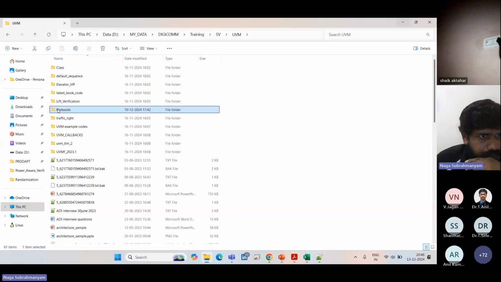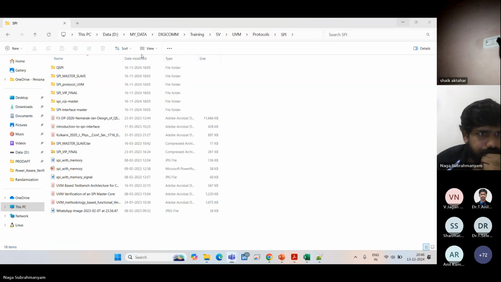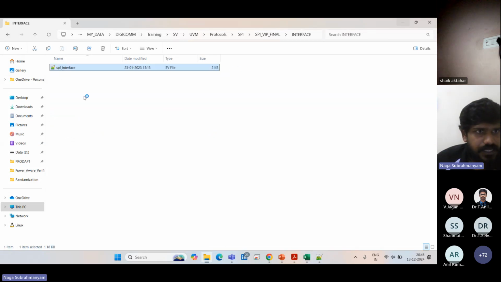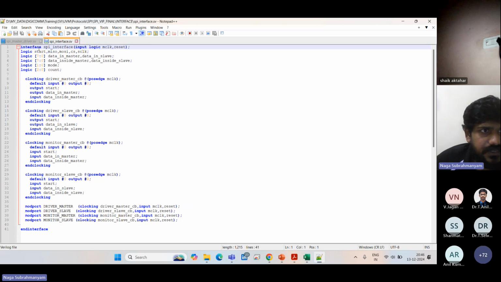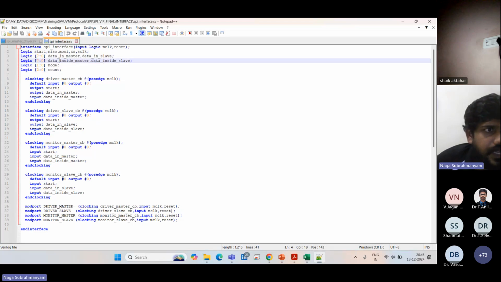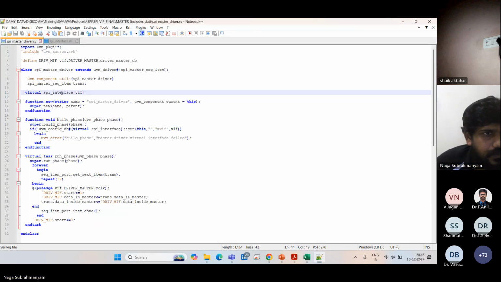See here, SPI. Sir, here we have an environment. This is our interface, like this. This is interface and interface. We will put all the signals in the interface only. These interfaces are available in our verification environment like this. So this is our VIP interface, the SPI interface. Are you able to see my screen?